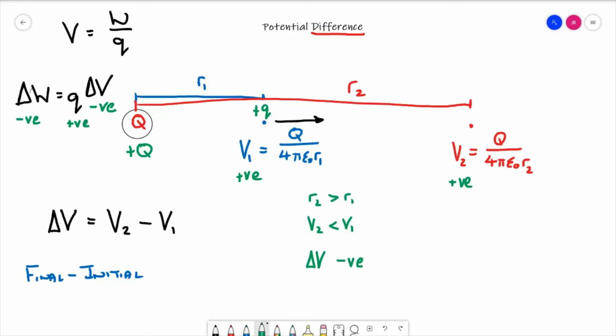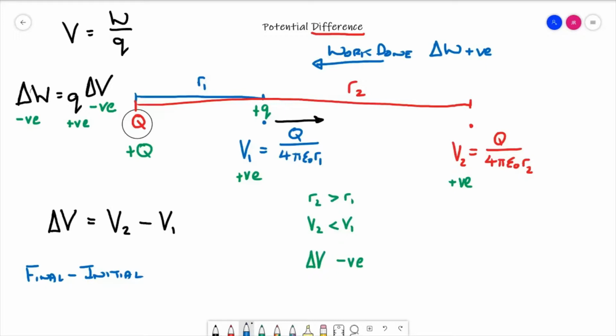Now hopefully that confirms what we said a couple of slides ago when we said that we would need to do work in order to move the charge in this direction, in order to move it closer. Positive work would have to be done in that direction, so delta W would have to be positive, moving in that direction. What we've done on our diagram is to move it in the opposite direction, and therefore delta W would be negative.